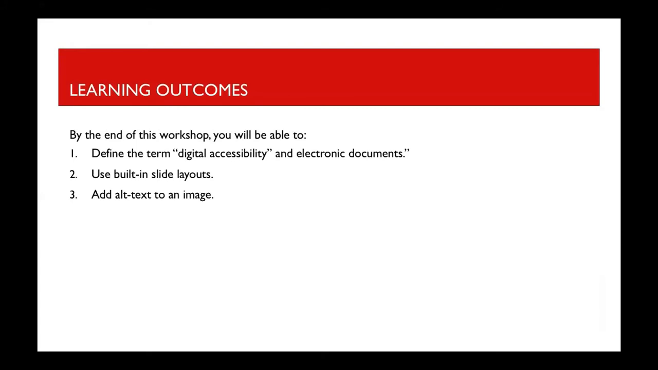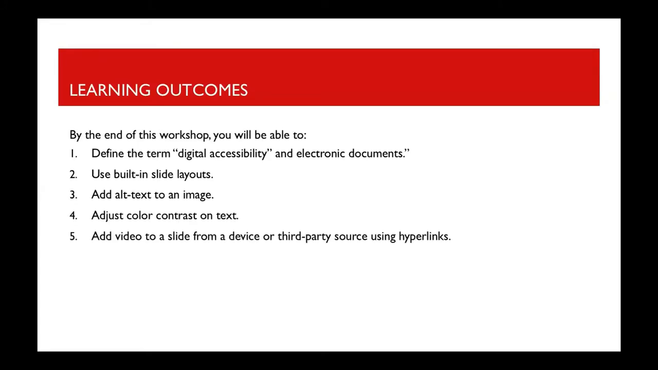We'll also discuss how to add alt text to an image, adjust color contrast on text, add video to a slide from a device or third-party source using hyperlinks, and use the Microsoft Accessibility Checker to check common accessibility issues.